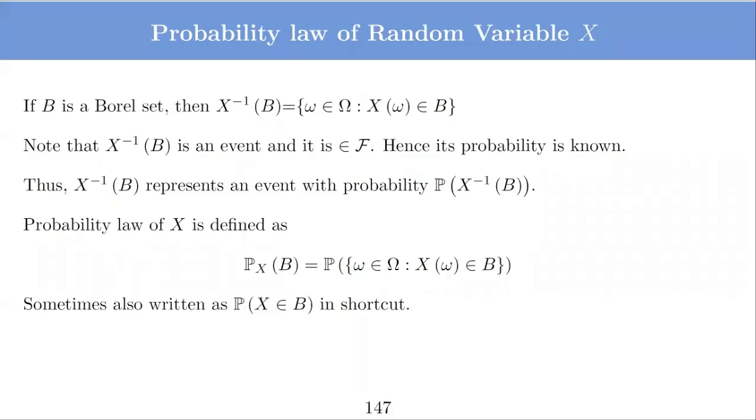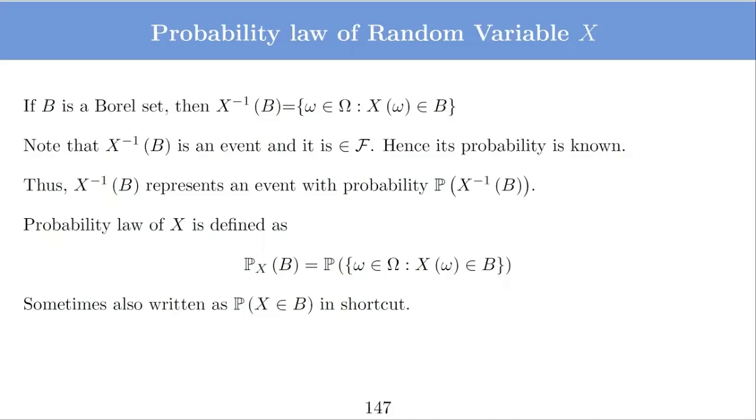So now we say the probability law of X is defined as, which we denote as P subscript X of B. So P_X is the new measure which is defined for every possible Borel set in the Borel sigma algebra, and we say that P_X(B) is equal to the probability of the pre-image of B.